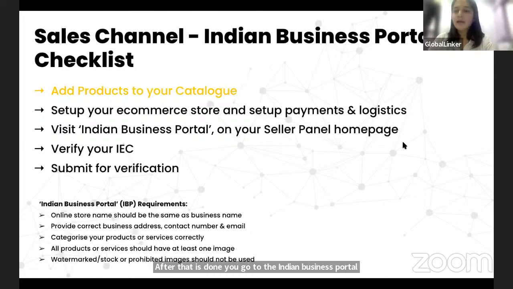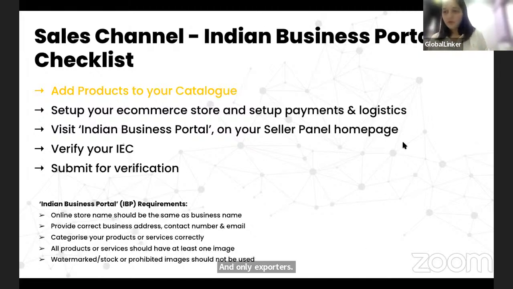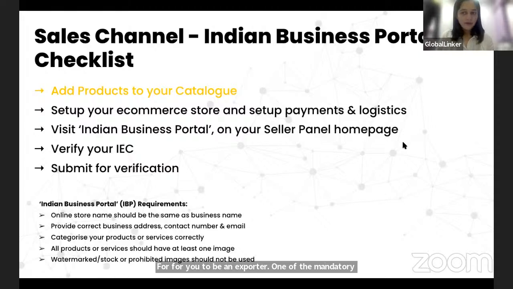form. You need to have an IEC code for this because it's an exporter platform, and for you to be an exporter, one of the mandatory requirements is for you to have an IEC in India. So you will have to verify your IEC and it goes for verification. Once your business profile and products are verified, you start showing up on the Indian Business Portal as well.